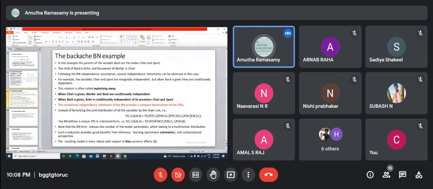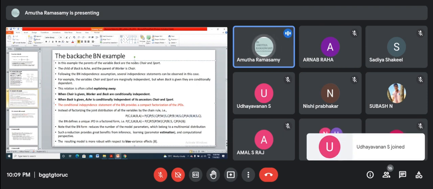So now all these things come under P of C, P of S, P of W, P of B. Then your P of A with respect to all these things is not needed, because A's immediate parent is the back. So we only limit until this. We will not worry about the rest of the people. So this is the conditional independence statement.